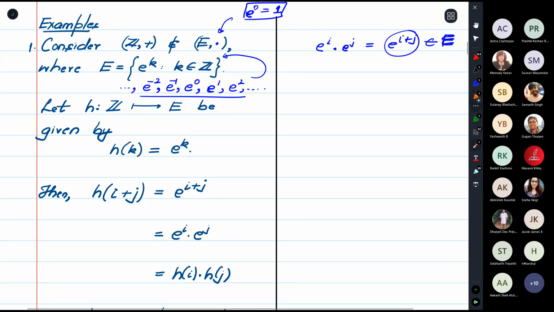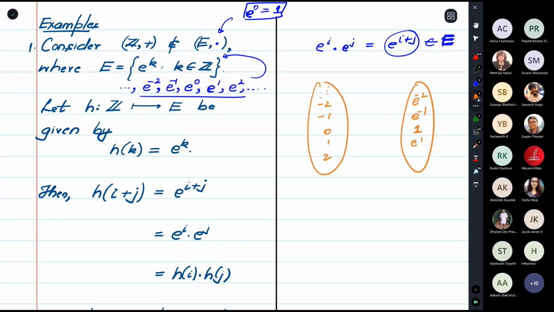So if I write the set of integers here, let's say ..., -2, -1, 0, 1, 2, and so on, and here I write e^-2, e^-1, e^0, which is 1, e^1, e^2, and so on. So -2 will get mapped over here, -1 will get mapped over here, 0 will get mapped to 1, 1 will get mapped to e^1, and so on. Is this okay? So this is how the map h is defined.